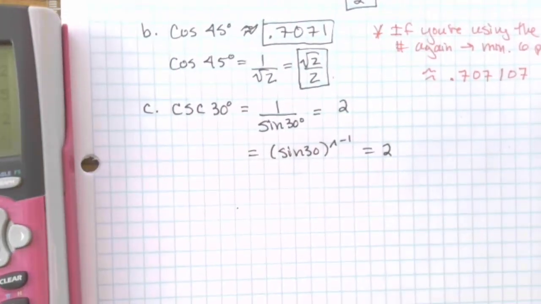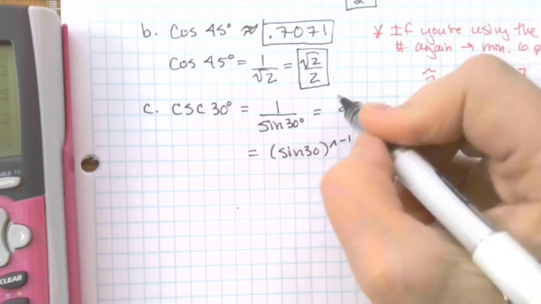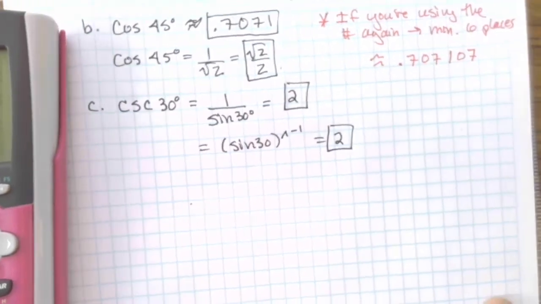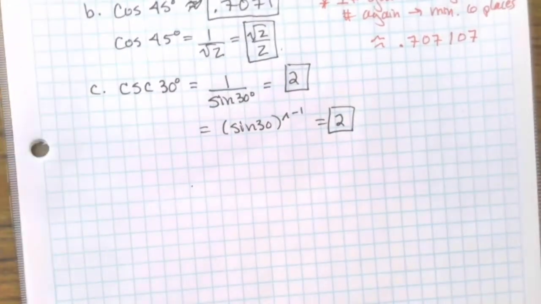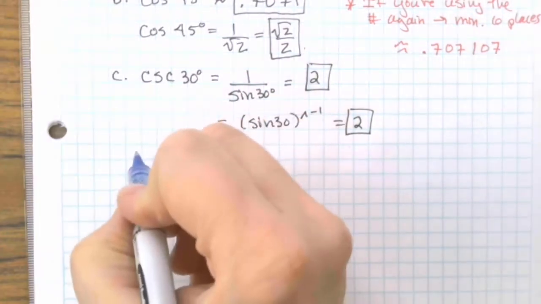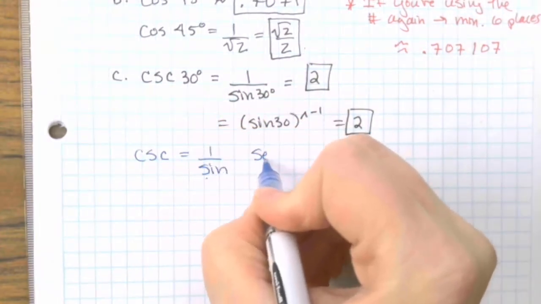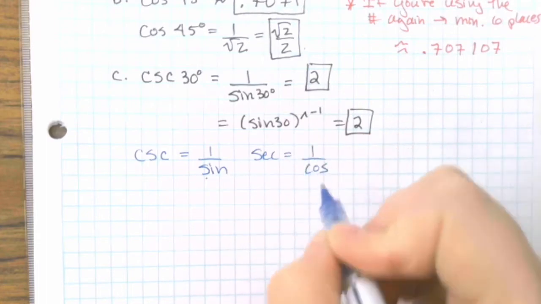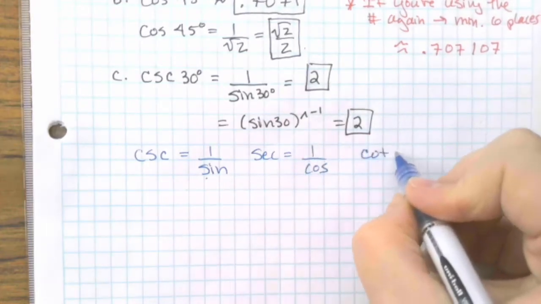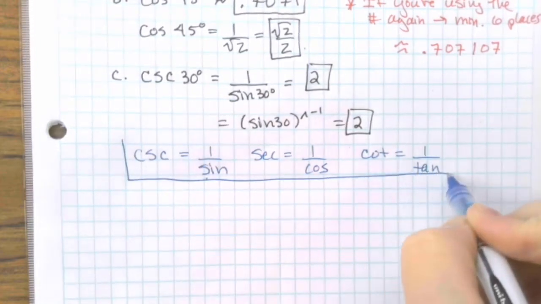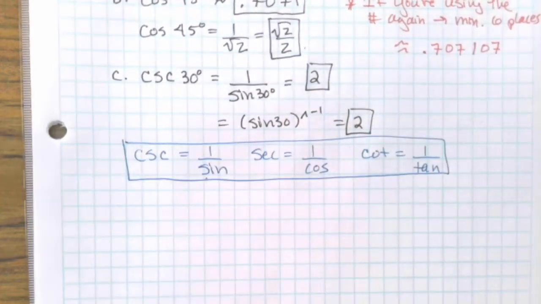And of course, this is one you memorize, so it would end up being 2 anyway. But that gives you 2 ways to go about doing it. So remember your reciprocal values, just to kind of review them. Cosecant is 1 over sine. Secant is 1 over cosine, and cotangent is 1 over tangent. So when calculating with those 3, you're going to need to use reciprocals.